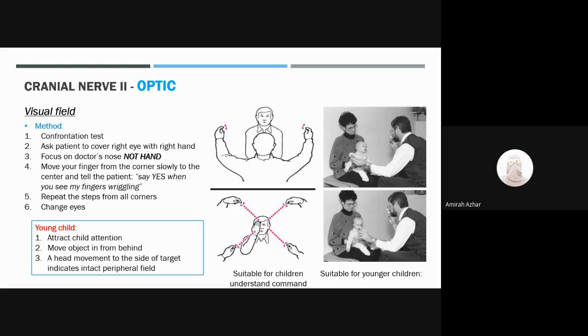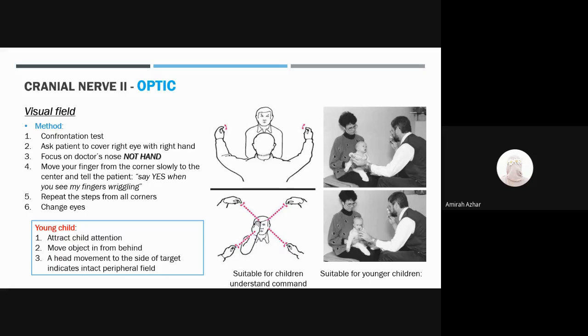What you do is you confront the patient by asking the patient to sit opposite you and ask them to focus onto your eyes or nose. When you're asking that, you will then move your finger from the corner slowly to the center and tell the patient, say yes when you see any fingers wriggling. Repeat this step from all corners of the eyes.